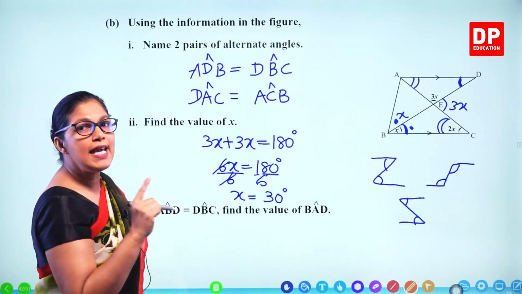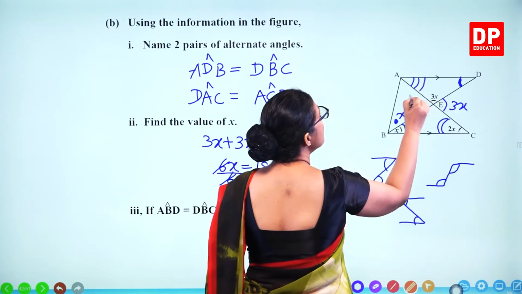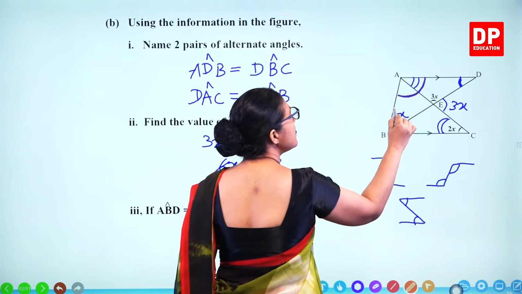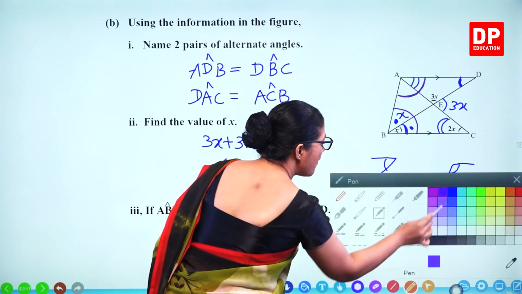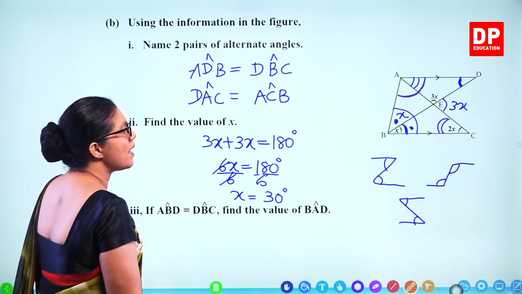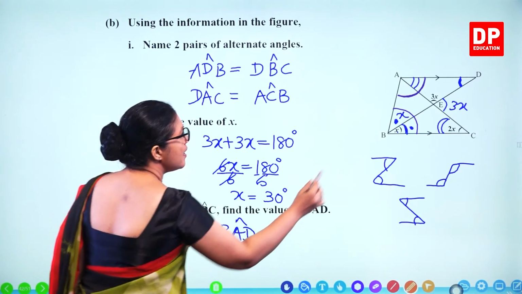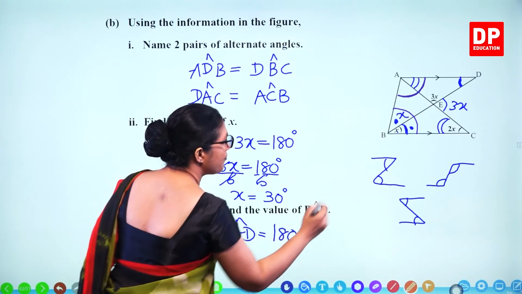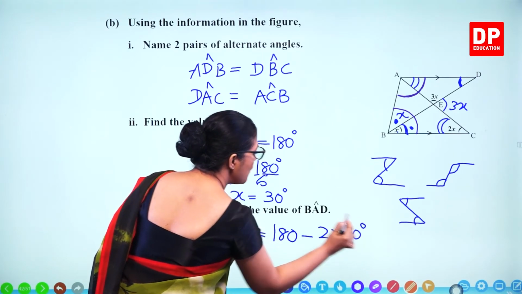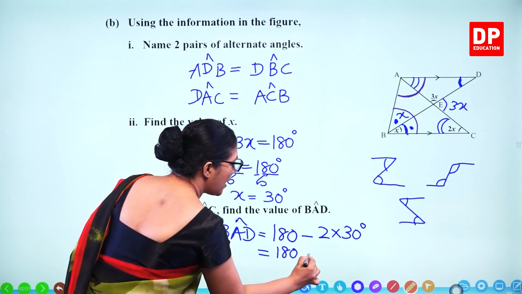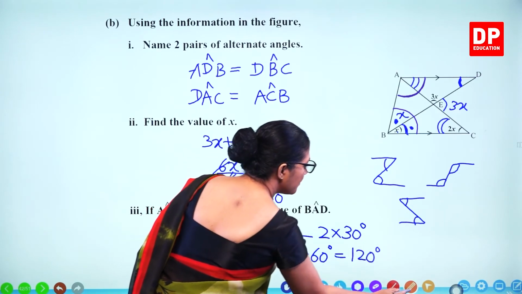Find the value of BAD. Now look at this angle. This whole thing we need. This angle and this angle both are allied angles. Allied angles add up to 180 when the two lines are parallel. So BAD angle, straight away you can find 180 minus, this is x and this is x, 2x. 2 times 30 because we found x is 30. 180 minus 60 degrees, that's 120 degrees.